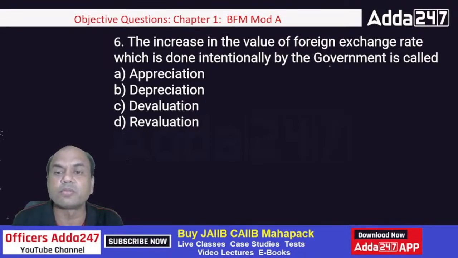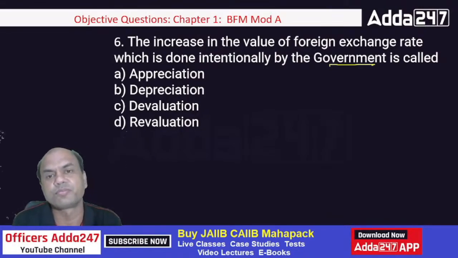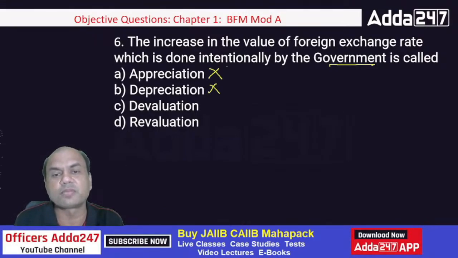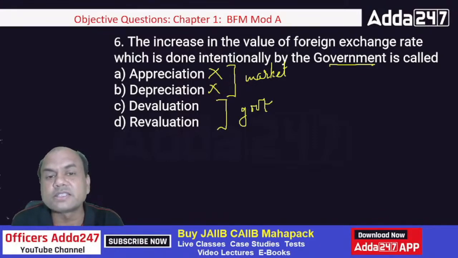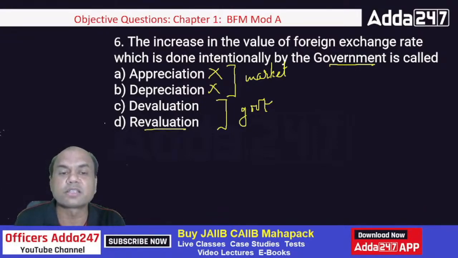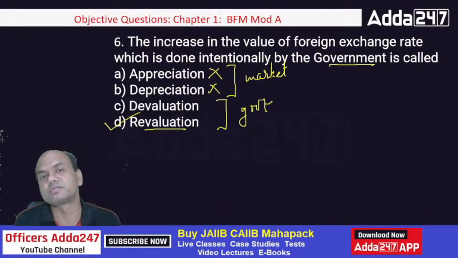Intentionally by the government. Whenever government does this, which of them are out? A and B are out. These are done by the market forces. And these two are done by the government. Here we are talking of increase in the value. The first question was devaluation, decrease. Here it is increase. So the answer over here will be revaluation.